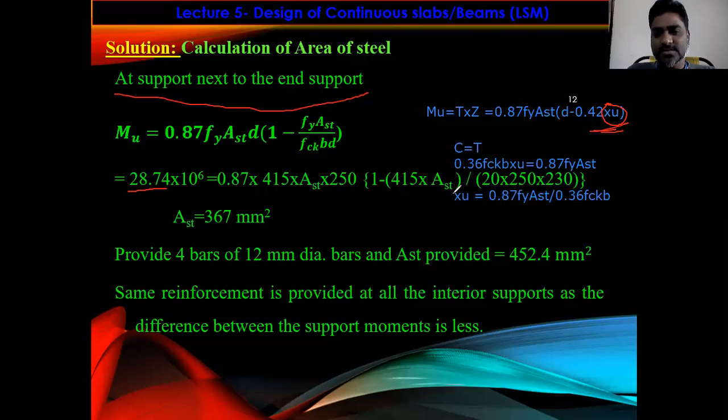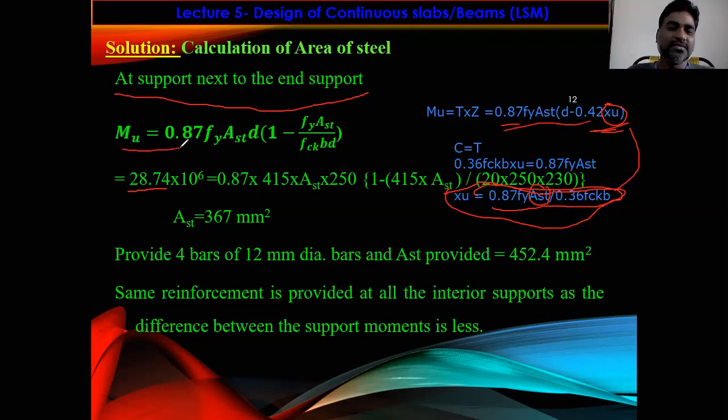So from this equation, I can determine the XU. But if you observe here, AST is unknown, and XU is also unknown. So this is the equation to determine the moment of resistance. At this place, XU is substituted directly, that is 0.87 FY AST by 0.36 FCK B, and if you simplify it, you will get this equation.